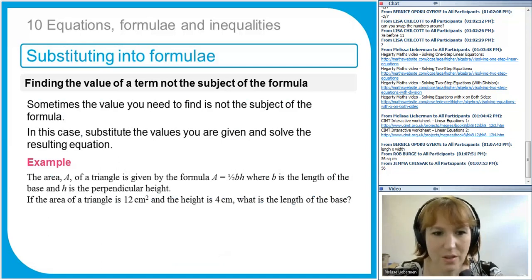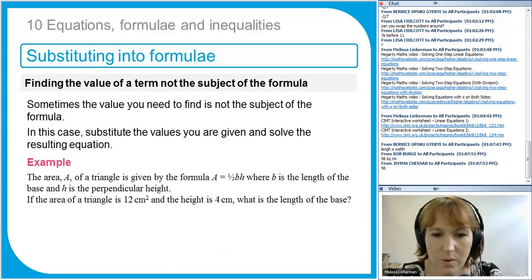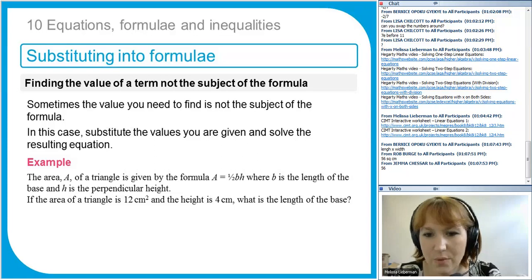So let's have a look at this one. The area A of a triangle, hopefully you've met this formula before, it's one of the ones that you need to know for GCSE maths, is given by A equals half BH. So half times the base times the height, where b is the length of the base and h is the perpendicular height. Now, if the area of the triangle is 12, and the question has units, but we don't need to worry about that, just make sure all the units are the same. So if the area is 12 centimetres squared and the height is 4, what is the length of the base?